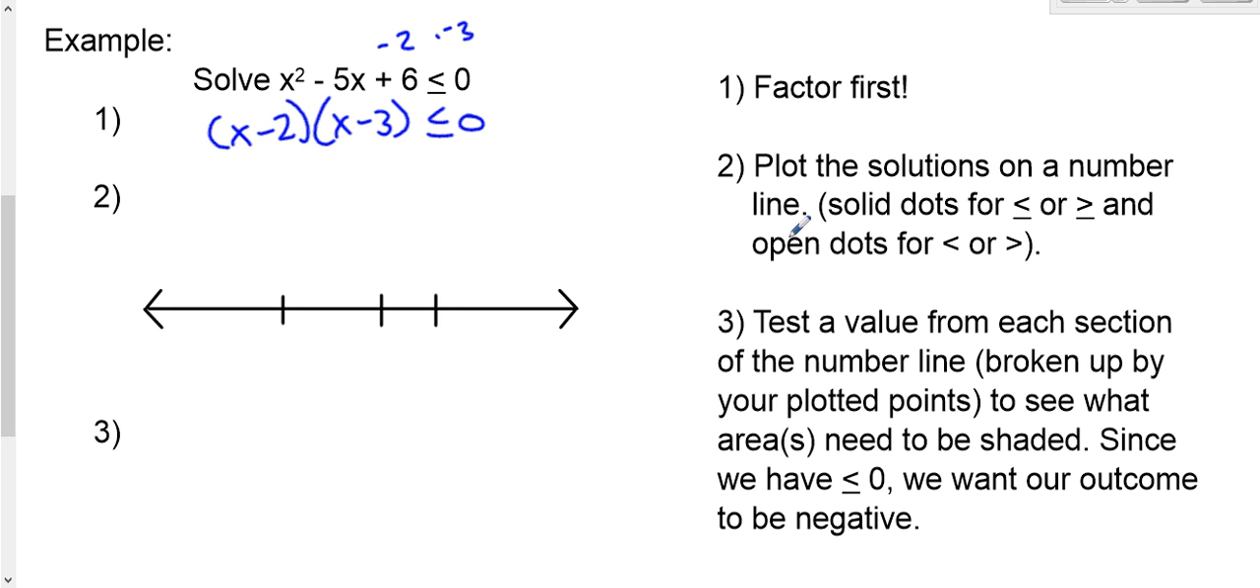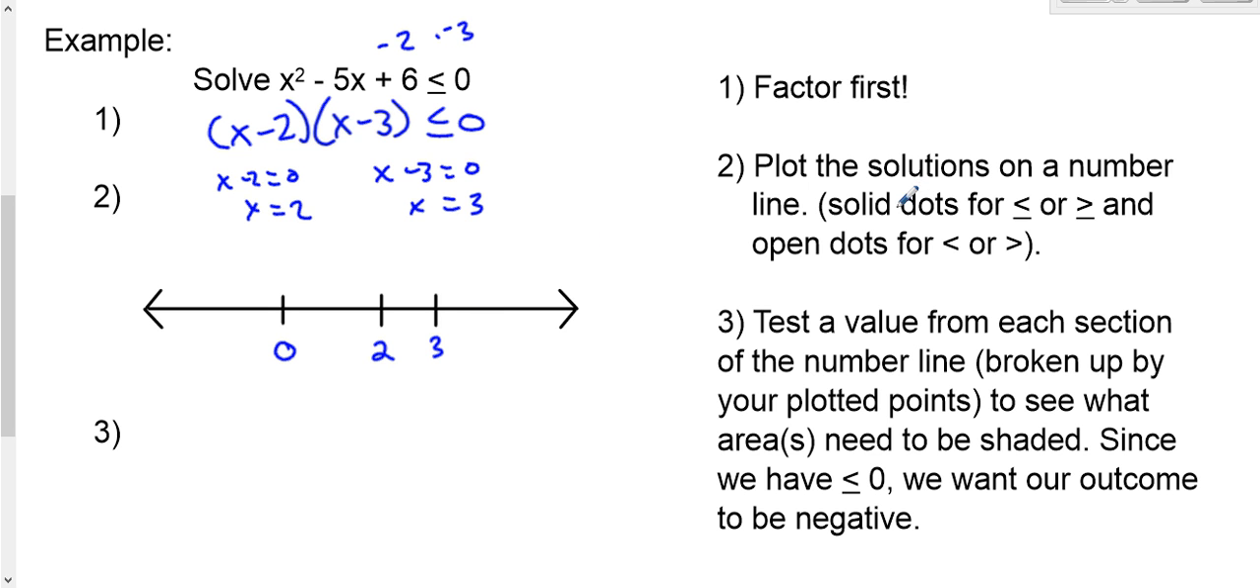So then what we want to do is plot the solutions of this, meaning when is x minus 2 equal to 0? That would be x equals 2. And for x minus 3 equals 0, that would be x equals 3. So we want to plot these on a number line. So we go 0, 2, and 3.